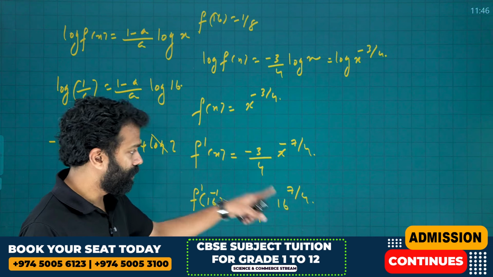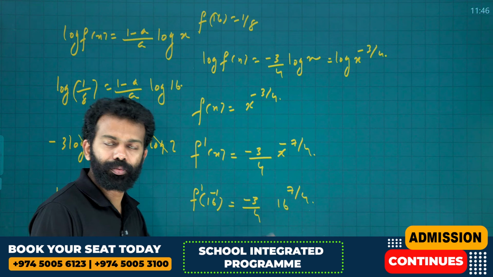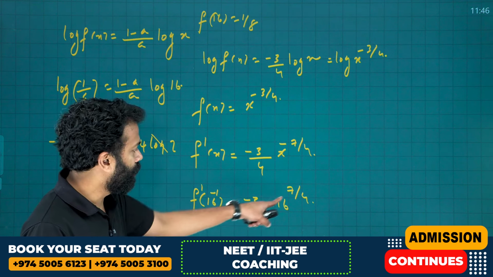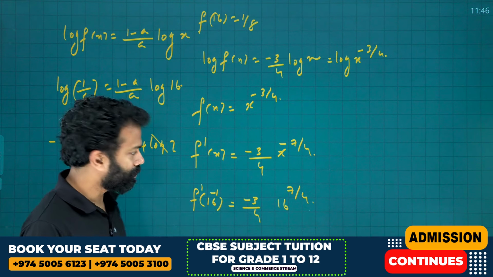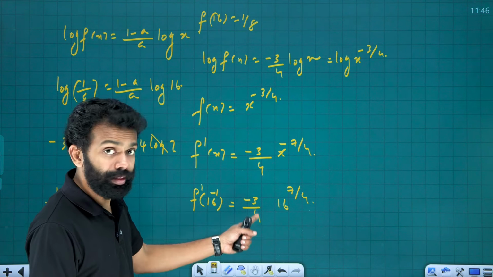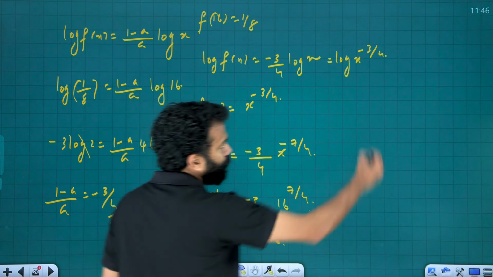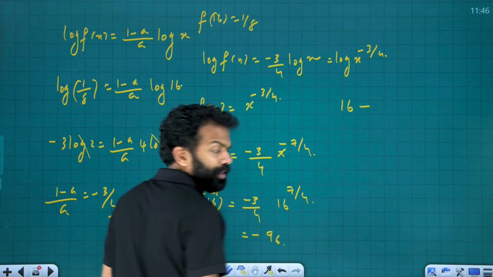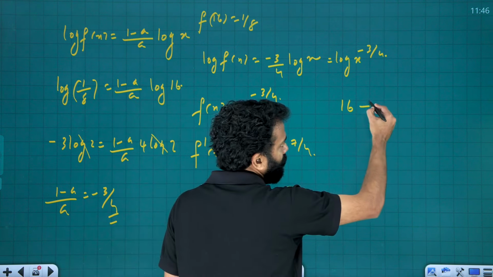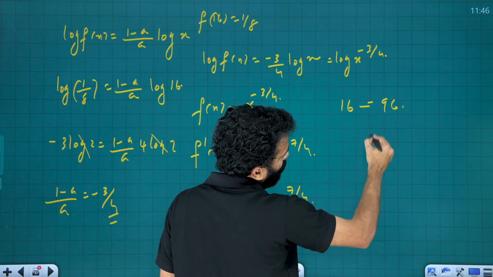And what is 16? 16 is 2 raised to 4. 2 raised to 4, that 4 and this 4 got cancelled and this becomes 2 raised to 7. And what is 2 raised to 7? 128, right? And what is 128 by 4? 32. And what is 32 into minus 3? That is minus 96. So, you need to find 16 minus f dash of 1 by 16, that is f dash of 16 raised to minus 1, right? That is 16 minus of minus 96, that is plus 96, that is 112.